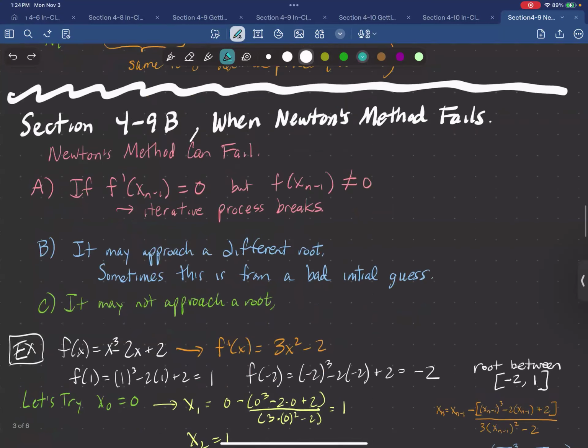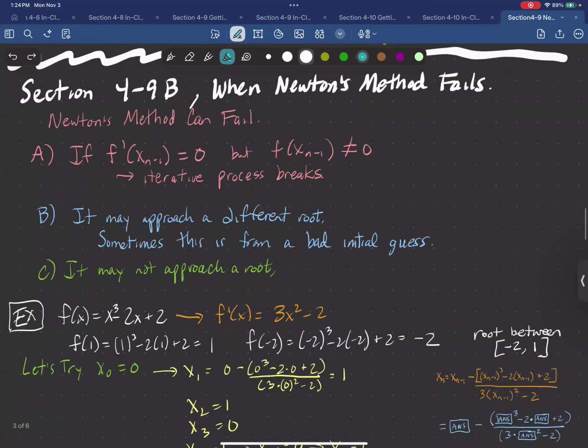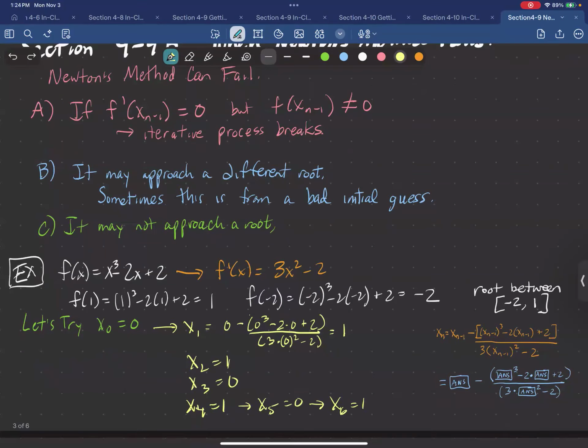And I did x1. I got my answer set up over here with my calculator work going on over here. I plug in the 0, and x1 ends up being 1. I hit answer again. I'm sorry, I got this all written wrong. This is a little off. x2 was a different sign. So x2 was 0, x3 was 1, x4 was 0, x5 was 1, x6 was 0. It keeps bouncing back and forth between 0 and 1.